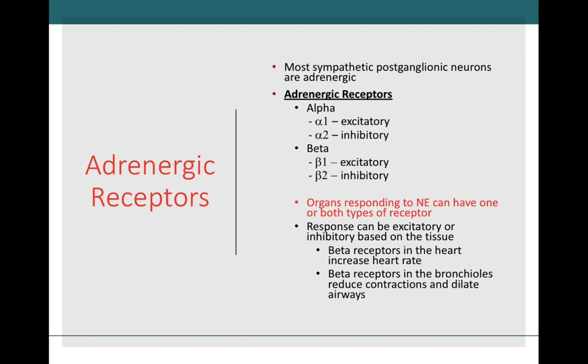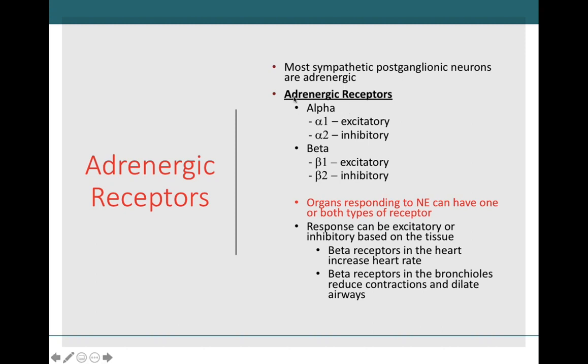So for our purposes in this class, all of our sympathetic postganglionic neurons are going to be adrenergic, which means that our adrenergic receptors are going to be found on our sympathetic effectors. Now remember, adrenergic neurons release norepinephrine. And instead of acetylcholine, our postganglionic sympathetic neurons are going to release norepinephrine, and that norepinephrine will diffuse across the synaptic cleft and interact with adrenergic receptors found in the postsynaptic membrane.